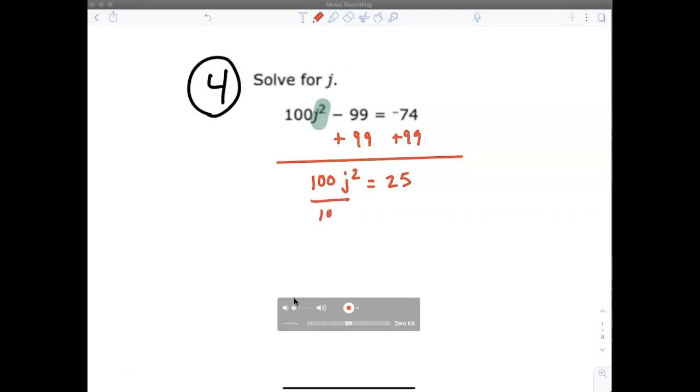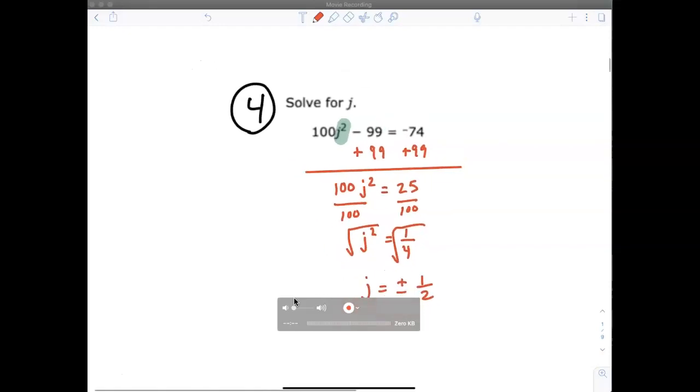I have to divide by 100, so j squared equals, and 25 over 100 is 1/4. Now we take the square root of both sides, so j is equal to plus or minus 1/2.